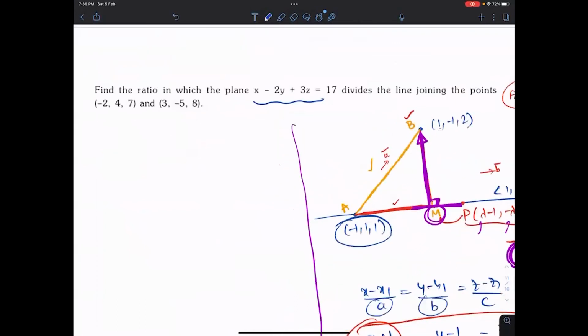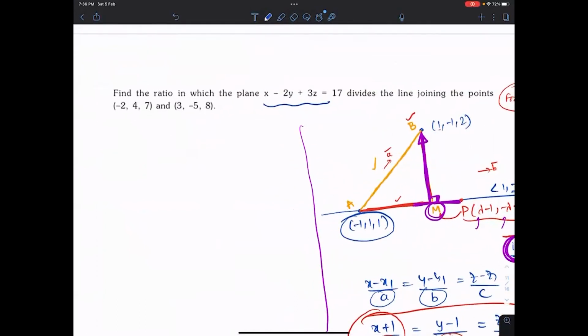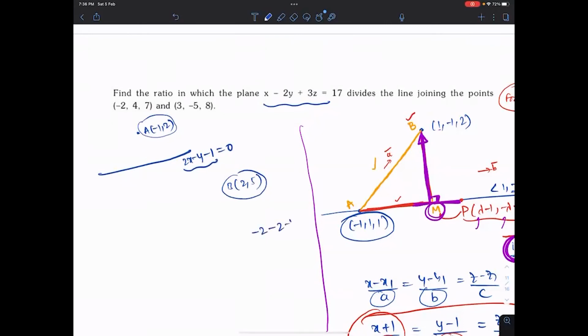Coming to this question, the ratio in which the plane divides, in 2D you have learned this. If you have a line 2x minus y minus 1 equal to 0, and let's say two points, A is minus 1 comma 2 and B is 2 comma 5, will these two points be on the same side or opposite sides? You substitute the points in the left-hand side of the line expression. If I substitute minus 1, 2, I get minus 2 minus 2 minus 1, negative. If I substitute 2 comma 5, I get 4 minus 5 minus 1, negative. Both have the same sign, so both are on the same side.